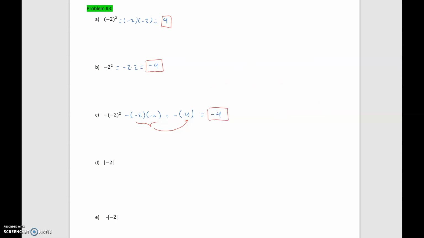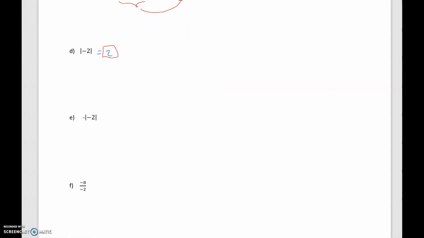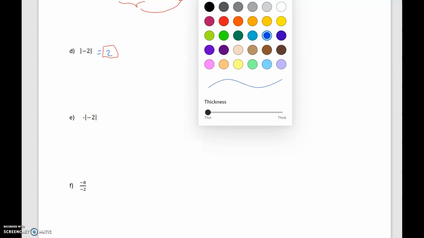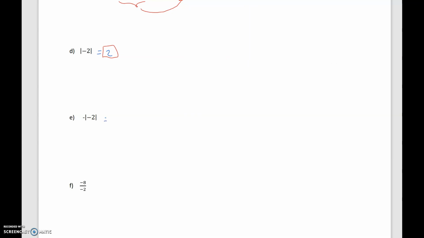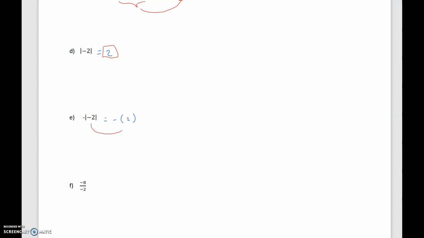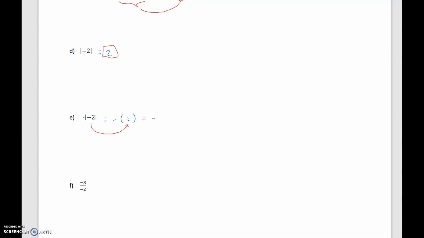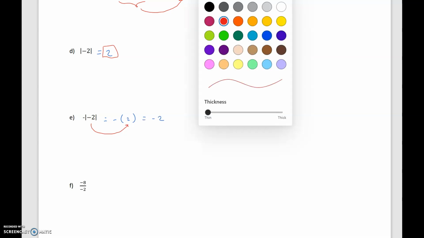Next problem, D, absolute value of negative 2. This one's just going to be 2. Negative 2 is 2 distance away from 0. And remember that the vertical bars mean absolute value. Next problem, this one technically is read as the negative. So this will be equal to negative. Absolute value of negative 2 will be simply 2. And let me just put an arrow here to indicate that we evaluated the absolute value. But then we still have a negative on the outside. So the final answer is going to be negative 2.